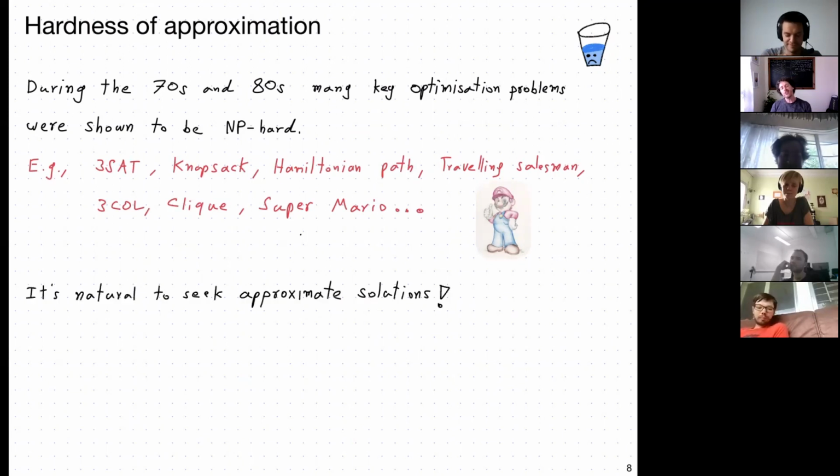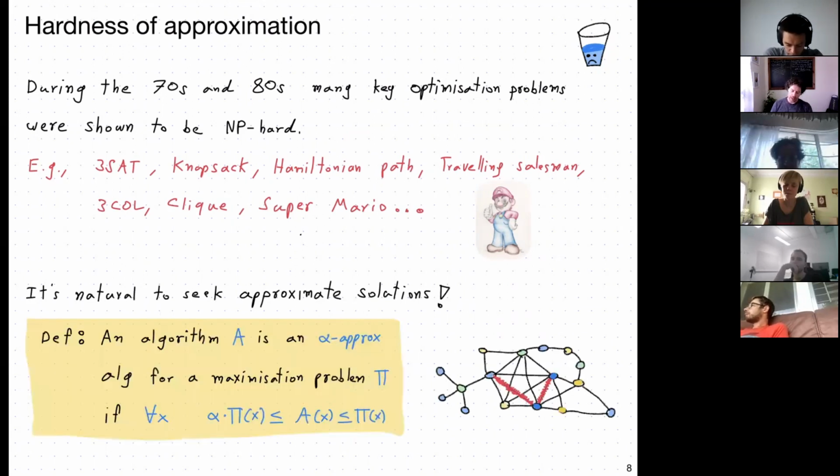So it's only natural to ask what we can do. If something is impossible, let's try to settle for approximate solutions. I went over this at the beginning of the lecture, so let me illustrate this a bit more formally. We say that an algorithm A is an alpha approximation algorithm for a maximization problem pi if for every x, it gives a solution which is at most off by a factor of alpha.